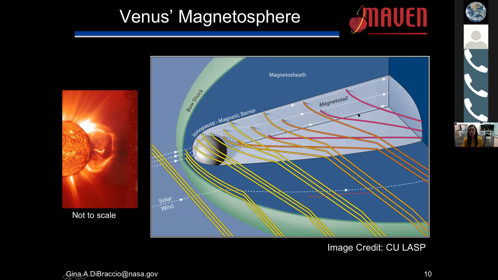But the important thing here is that this is actually creating a magnetotail, or a magnetic tail, for Venus. So Venus, just like Earth, will have a magnetotail stretched behind the planet.